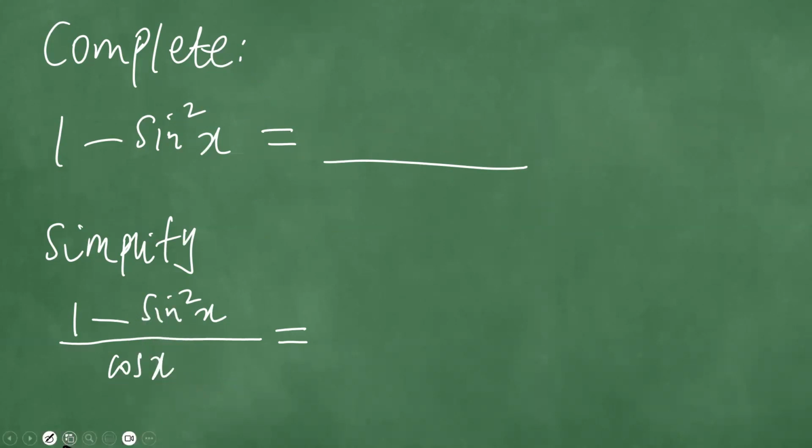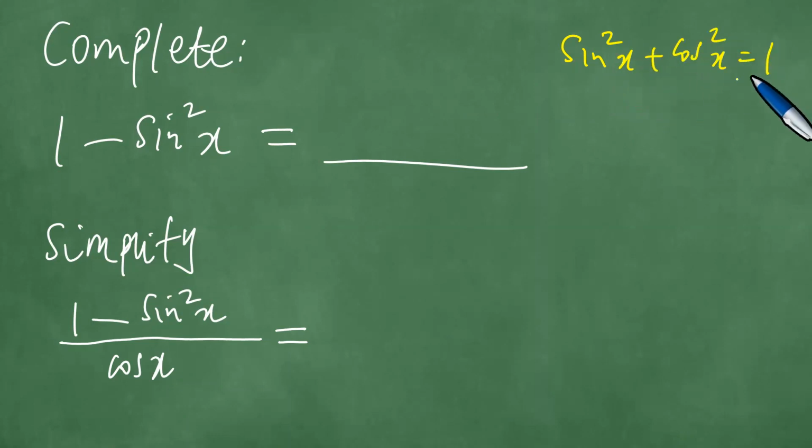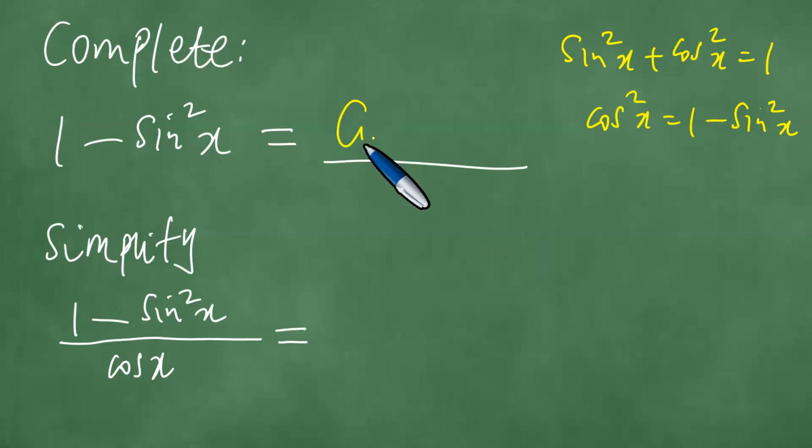Oh, yes. Okay, you're right. So you can factorize that. You're looking at difference of two squares. So you are right, it's correct. But now you need to remember that sine squared x plus cosine squared x is equal to what? It's equal to 1. So you can transpose so that cosine squared is 1 minus sine squared. So wherever you see 1 minus sine squared, it's cosine squared.